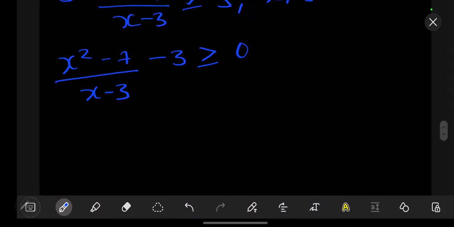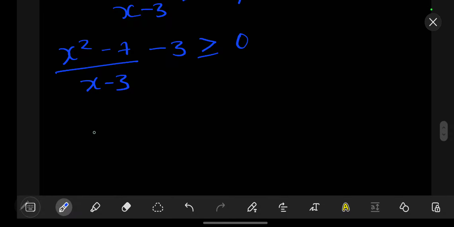So from here, what we are going to do is find our lowest common denominator. Here it will be our x minus 3, like that. Then the value on top will be the same one, x squared minus 7. Then we have negative 3. So we have first x minus 3 divided by 1. It's just this one. Then we multiply it with this numerator.